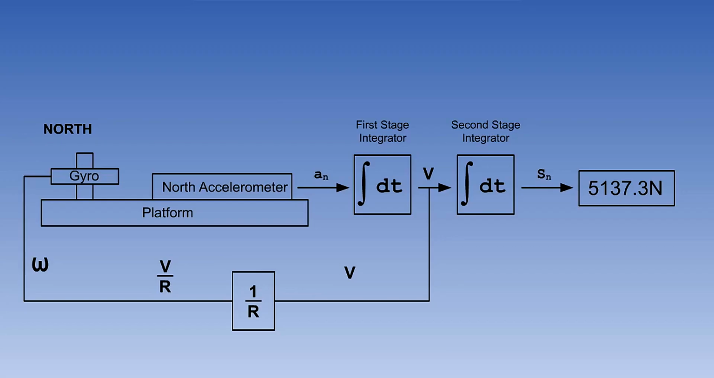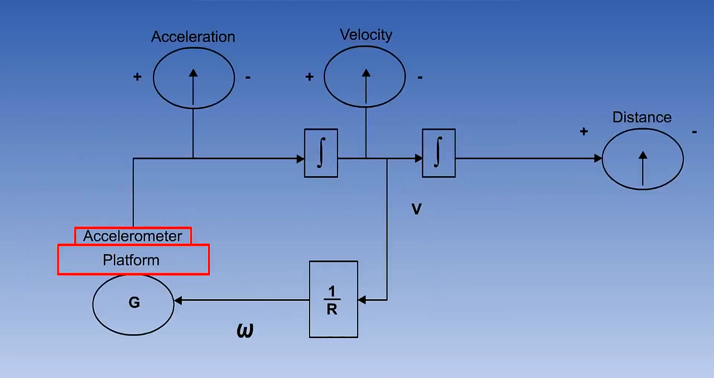We are now going to see what effect they have on the output data. The first error we are going to look at is platform tilt. But before we do, we need to modify our diagram slightly. We want to see what effect these errors have on acceleration, velocity and position. The basic pattern is unchanged. We still have an accelerometer on a platform. The output is acceleration. But this time, we've put an imaginary meter in, so that we can see what's happening to the acceleration.